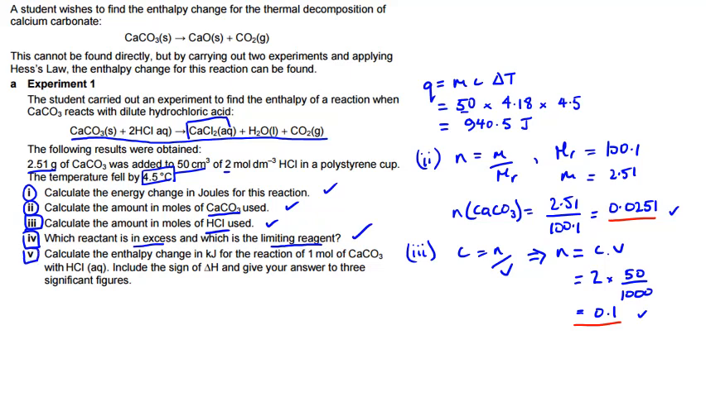And lastly, part 5, calculate the enthalpy change in kilojoules for the reaction of 1 mole of calcium carbonate. So we're going to call this now our delta H, and that is equivalent to Q over n. And our Q we worked out in part 1, which is up here, which was 940.5 joules still.